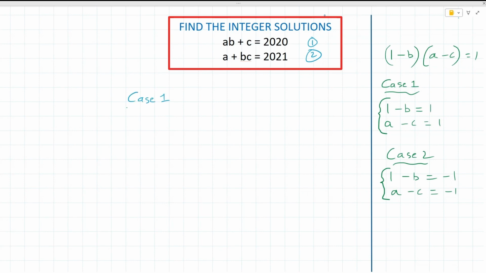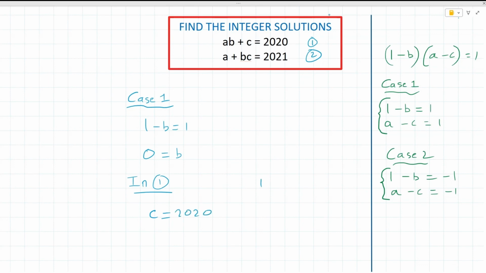So as we work through case 1 here, let's imagine that 1 minus B is equal to 1. We can move the negative B to the right and the 1 to the left, and we get 0 equals B. So in equation 1, and when I mean the general equations, we're talking about these original equations. Now if we knew that B was 0, this would go away and this would go away, which would make our life quite easy. So in the first equation, if AB becomes 0 because B is 0, C will just be 2020, which is quite nice.